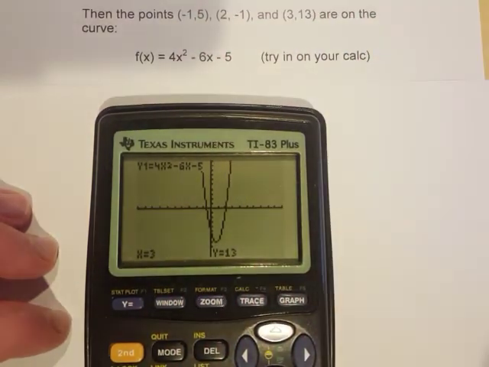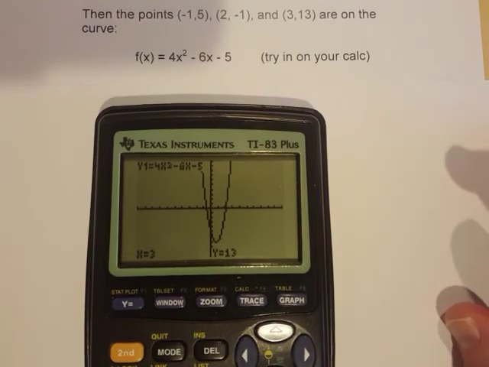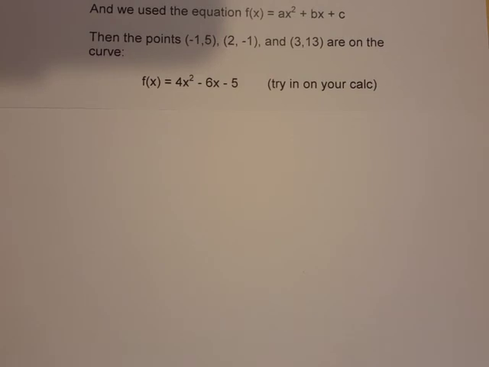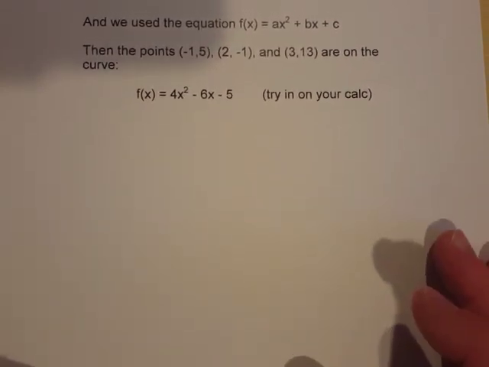So as you can see, all 3 of those points fit exactly on this equation, and so that's kind of an interesting way that I think you can use systems of equations to relate to other things that we've done in the past.